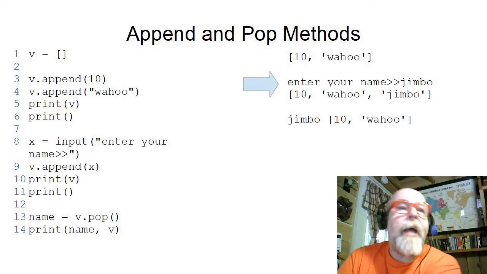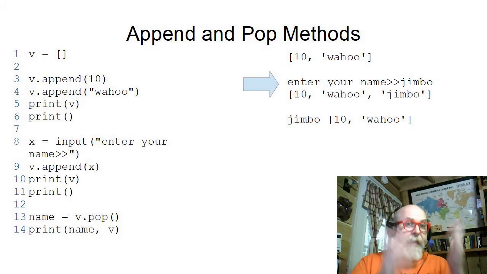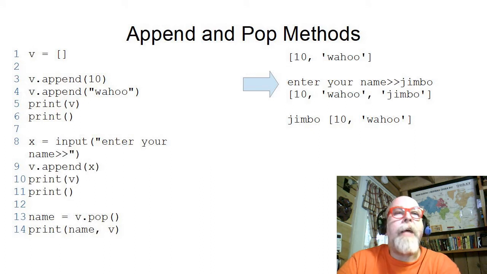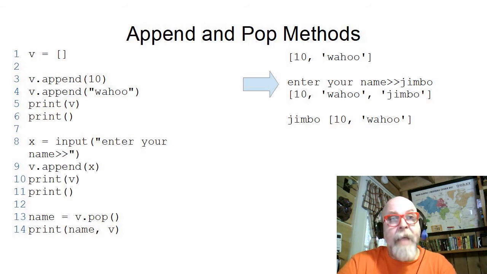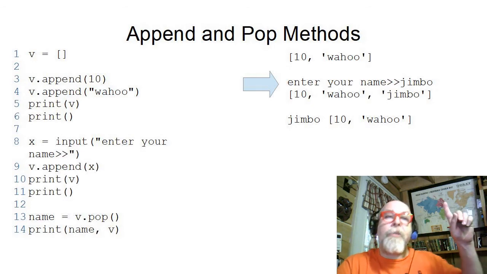So on line 1, I create a list called V that has nothing in it. I created an empty list using a set of square brackets. On line 3, I appended the number 10 to the list. On line 4, I appended the word wahoo to the list. And then on line 5, I printed the list, and you can see up above it printed the list. On line 8, I do an input, so the computer asks me for my name, and then on line 9, I append the name, and then on line 10, I print it, and you can see above, enter your name. I typed in Jimbo.